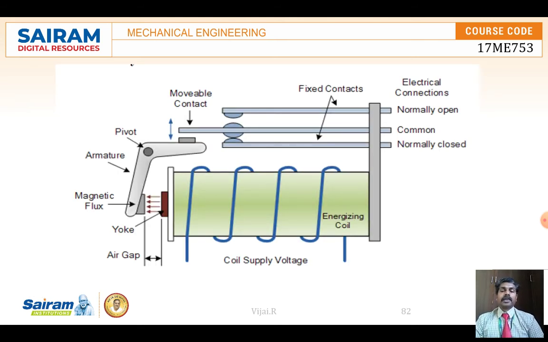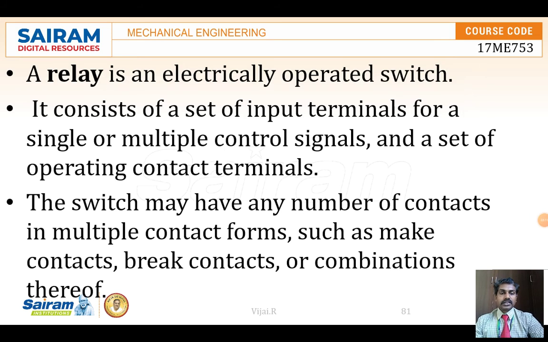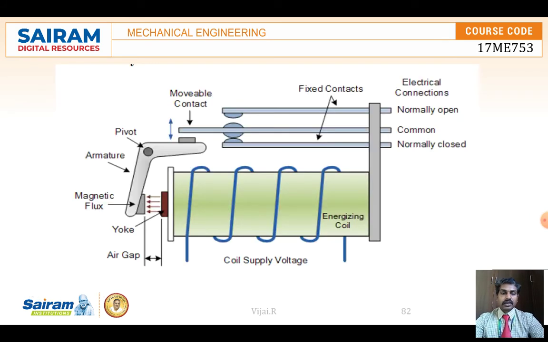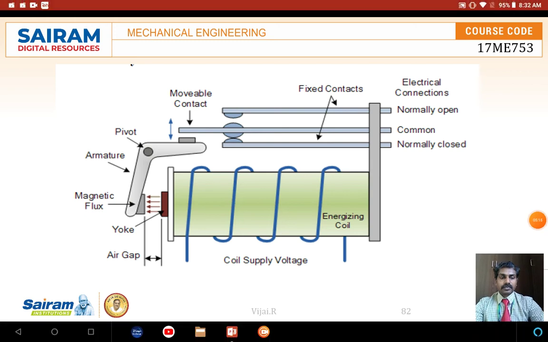So here also, just like normal open, normal closed condition, relay switches will be there. So in this figure we can see the normally closed condition. When we are giving an electrical supply, a magnetic field is going to be produced, and it will help to open the circuit. You can see now, since it is normally closed, it's a normally closed circuit.